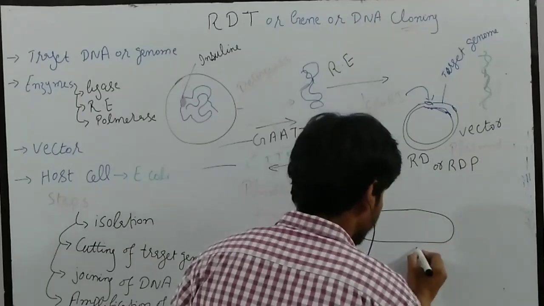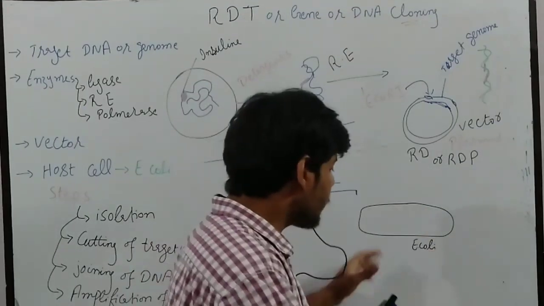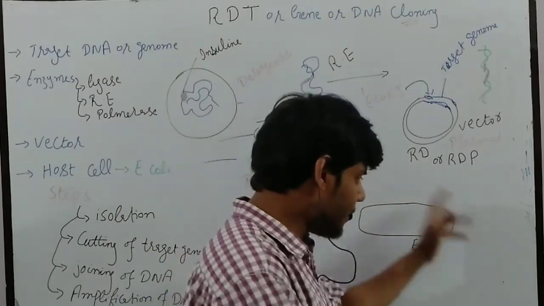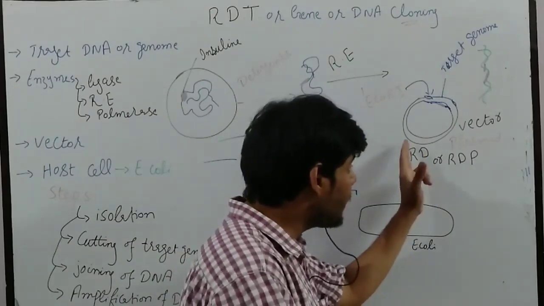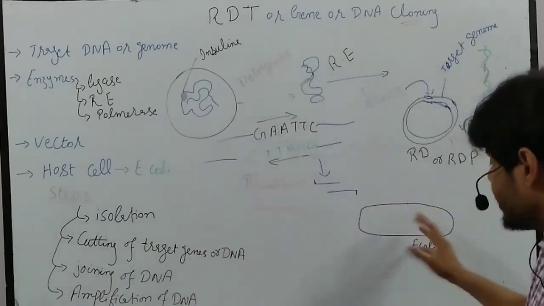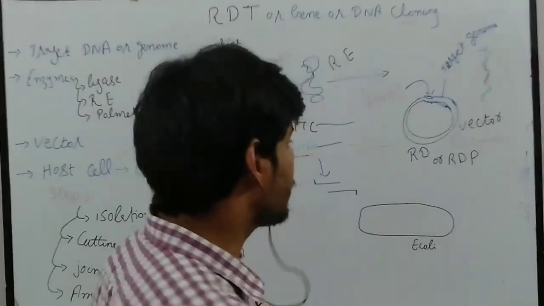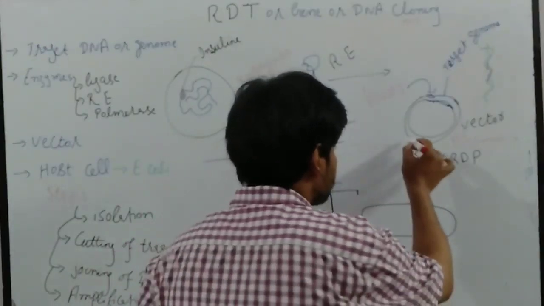So let's say this is the E. coli. So once we get that E. coli, then how will we transfer this recombinant plasmid to this E. coli cell? We should use a transformation process. Okay, so the next step is the transformation.